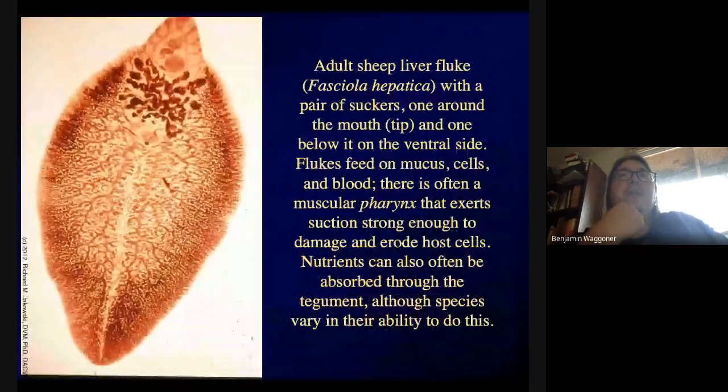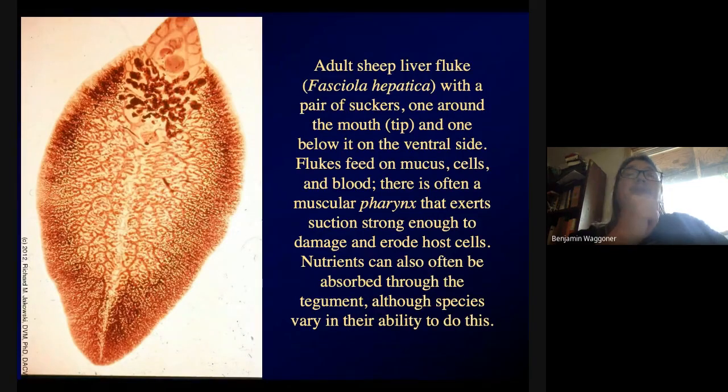One that's been studied a great deal is the sheep liver fluke. This one you can see there's a pair of suckers. One of them is at the very tip at the top, and it's actually cut off a little bit, but that surrounds the mouth. And then below it on the ventral side, there is a little perfectly round pink thing. That's the ventral sucker. Most of what you were seeing that worm full of is reproductive structures.